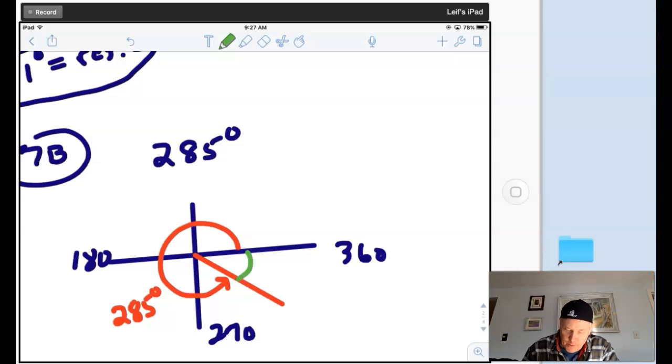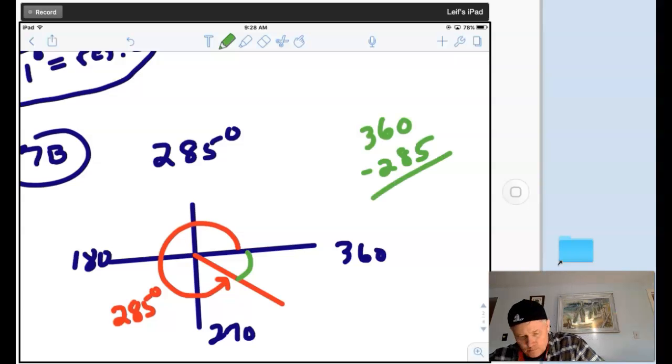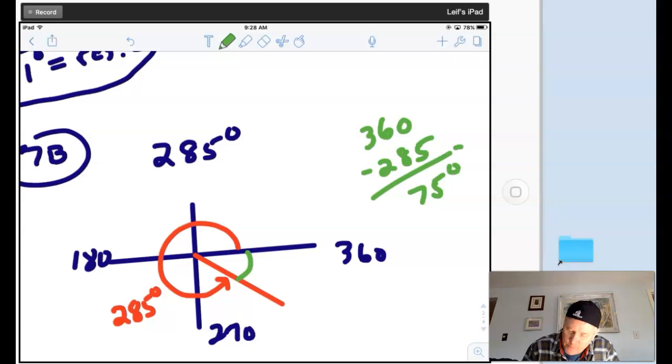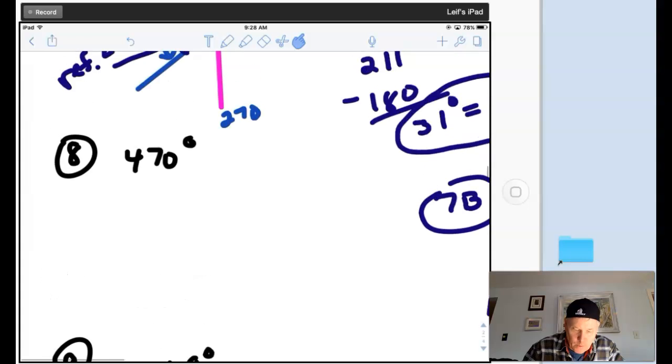Well, this time that distance will be 360 minus 285 will give me my reference angle, which in this case is 75 degrees, and that's my answer. Okay, now I'll go back to this one.